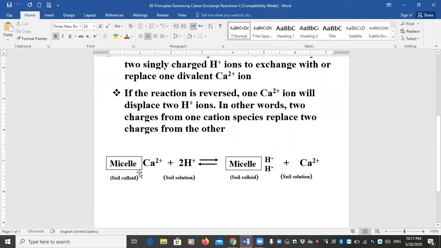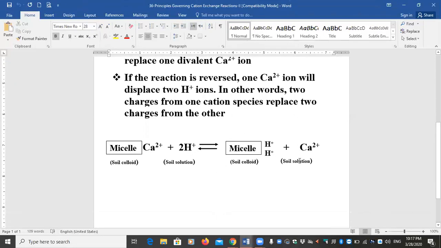So here is the diagram. My micelle with a calcium ion adsorbed to it. You need two hydrogen ions. Each one of them carries one positive valence. So the micelle will have the two hydrogen. Calcium is pushed to the solution. So two charges took two charges. Two charges replaced two charges. Not an element. If it was element for element, it would be 1 for 1. No. Two hydrogens were needed to replace one calcium because this one carries two charges, and each one of those carries one charge.